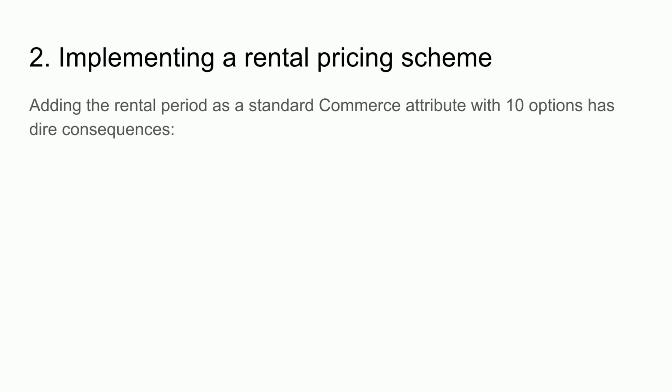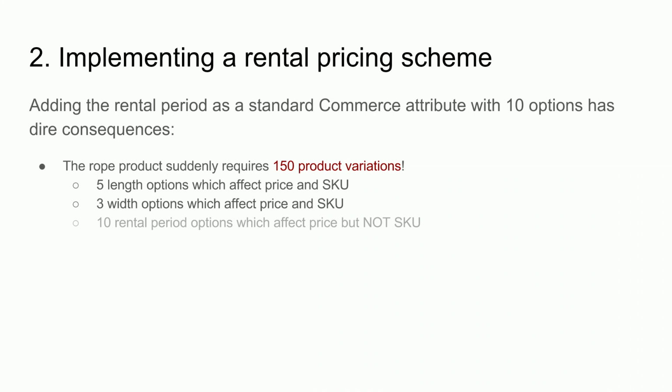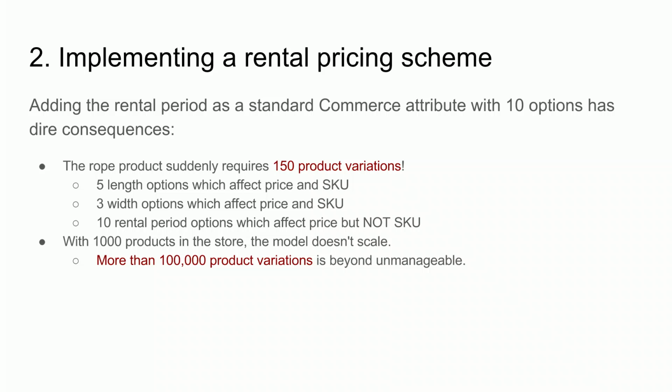So if we add a standard commerce attribute with 10 options to a product, that means we have to create 150 product variations for that rope, because we got 5 lengths, 3 widths, and 10 rental periods. Multiply, multiply, multiply. It was crazy. So you don't want to go there. With 1,000 products in the store, we're looking at 100,000 product variations. No.